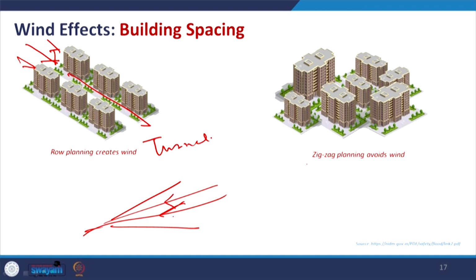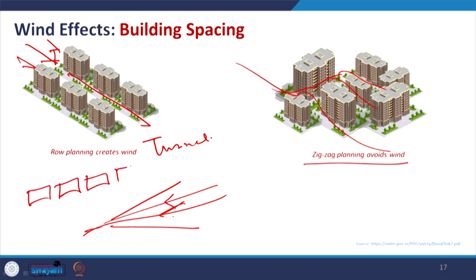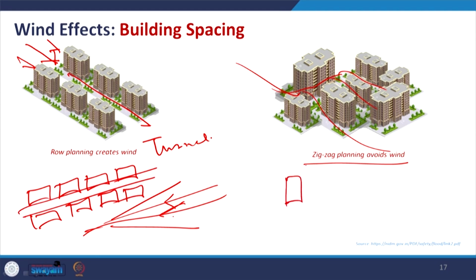Whereas irregular zigzag planning avoids the wind. The prevailing wind may be from this direction, so it will not get that particular route to get intensified. So, this is sometimes preferred. Instead of row planning, which is not preferred, we have to make this zigzag to break the wind pattern.